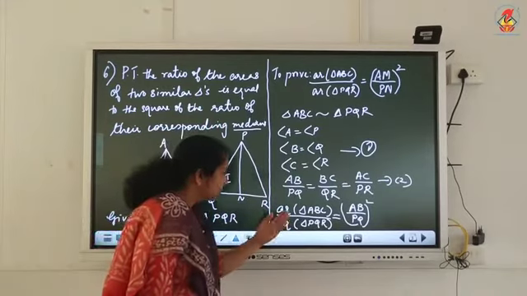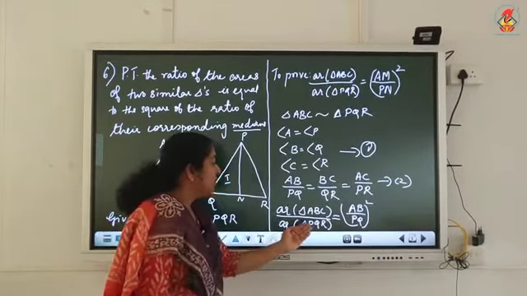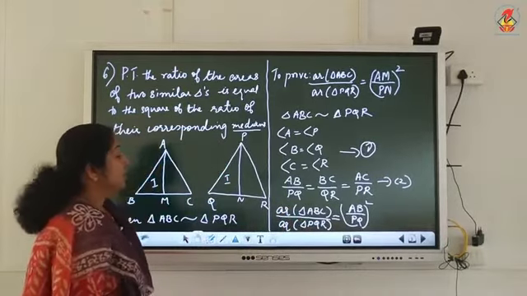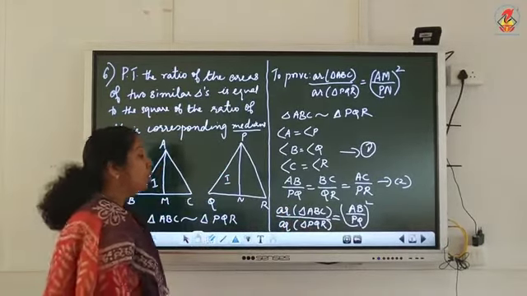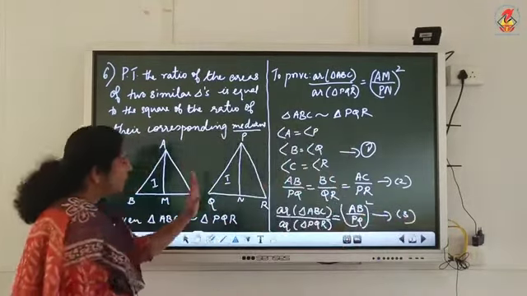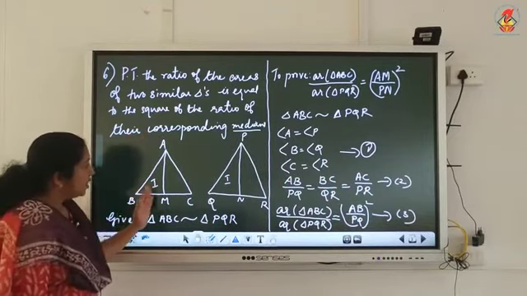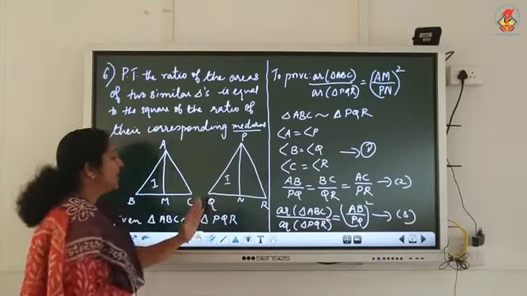Then this is the result which I used here. Area of triangle ABC divided by area of triangle PQR is equal to AB by PQ whole square. Mark this as equation 3. Then what we are going to prove is triangle AMB is similar to triangle PNQ.